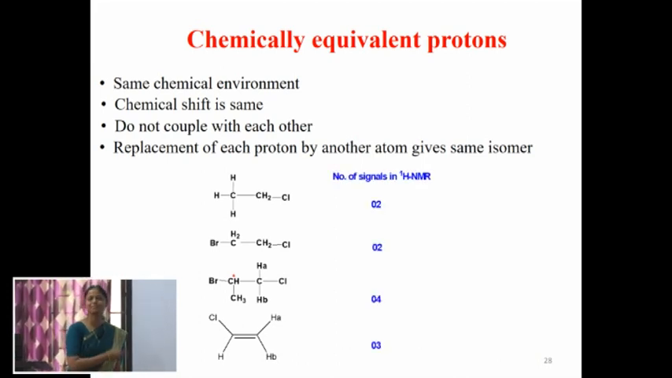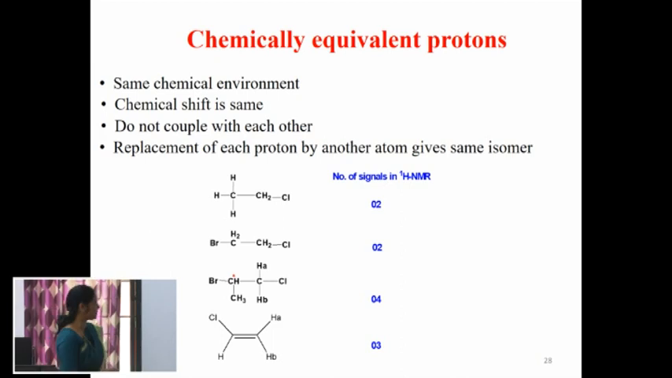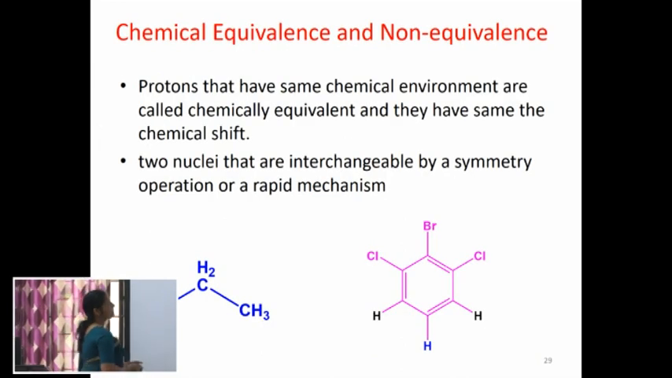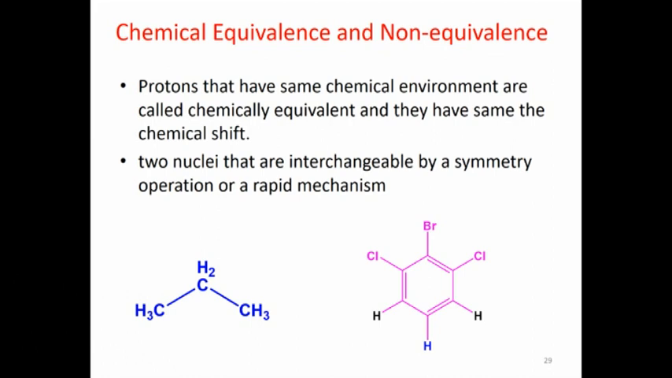So please ask any student, whenever some structure is given, to find out the non-equivalent protons. Protons that have the same chemical environment are called chemically equivalent and have the same chemical shift. Two nuclei that are interchanged by a symmetry operation or rapid mechanisms, you should consider this symmetry operation. One example let me give here. This is the propane structure. How many types of protons? 2 types.